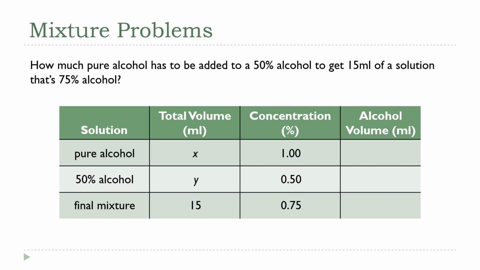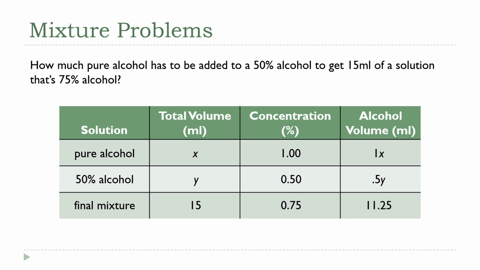Now I filled in the first 2 columns, which is great because I can get the last column just by multiplying across. So the pure alcohol column, x times 1 is 1x. And the 50% row, 0.5 times y is 0.5y. And the final mixture, 15 times 0.75. Now you get your calculator out. That comes out to 11.25. Okay, great. We filled in the table. Good for us. And now we need some equations.